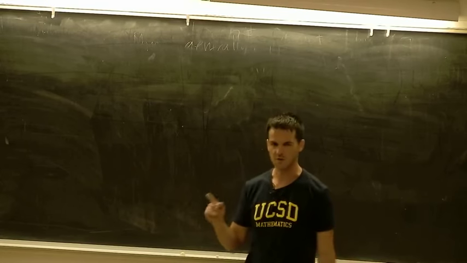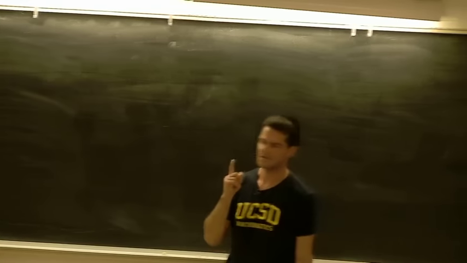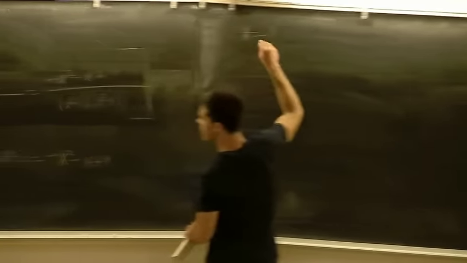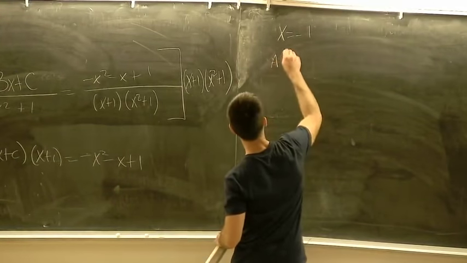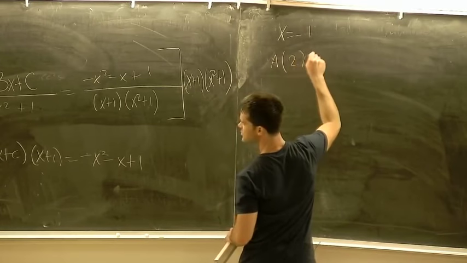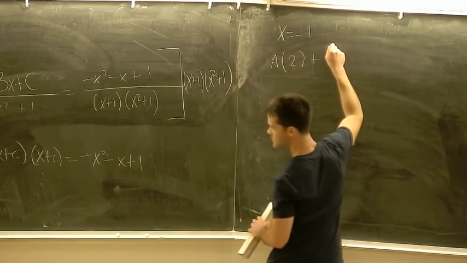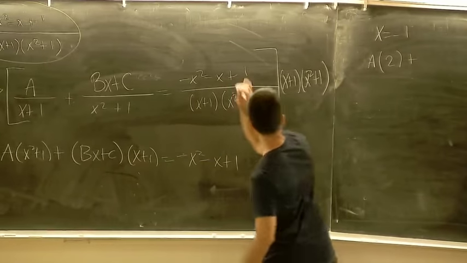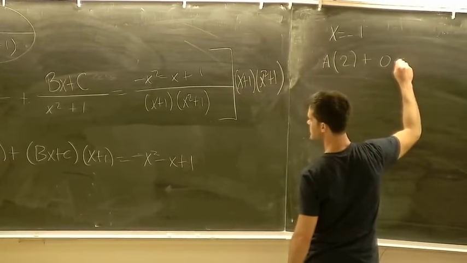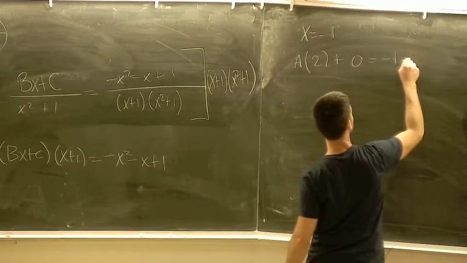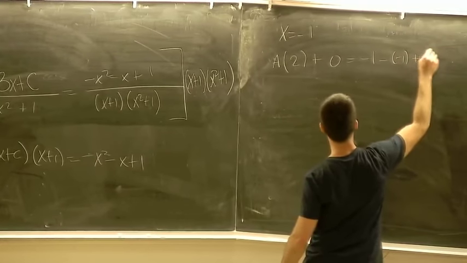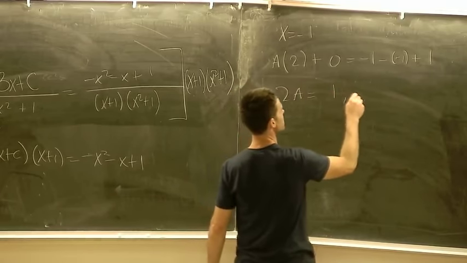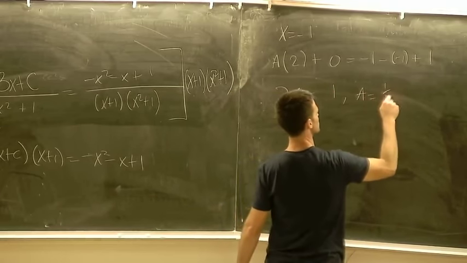Okay, what's one good choice of x? Let's do negative 1. I like that. Because if x is negative 1, then we'll get a times 2 plus, well, this term goes away. Gone. Equals negative 1 minus negative 1 plus 1. 2a equals 1. A equals 1/2.